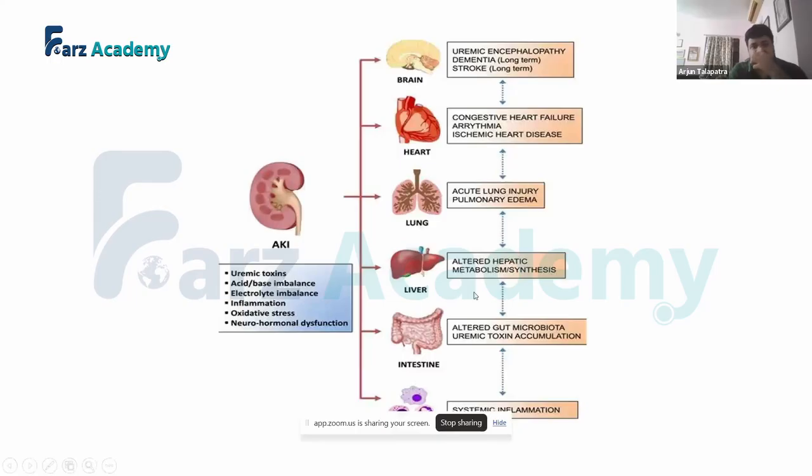So AKI is not just a problem with the kidney. It can affect different systems. So in the brain, it can cause uremic encephalopathy and long-term problems like dementia and stroke. In the heart, it can cause congestive heart failure, arrhythmia, or precipitated ischemic heart disease. In the lung, typically it causes acute pulmonary edema. It can alter hepatic metabolism, and it can even cause problems in the gut, where it causes an altered gut microbiota and accumulation of uremic toxins, and overall it causes systemic inflammation.